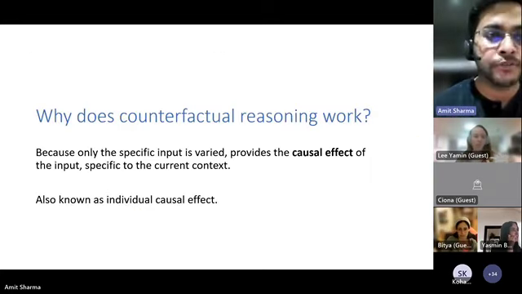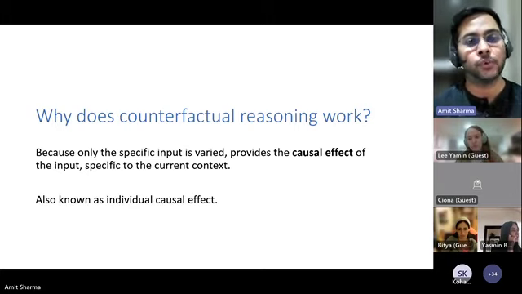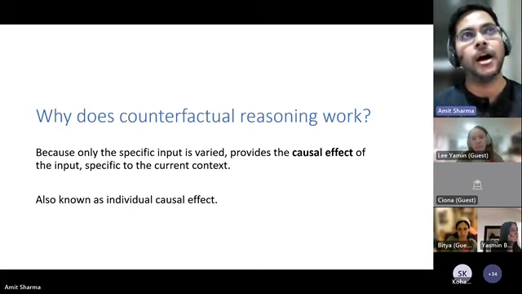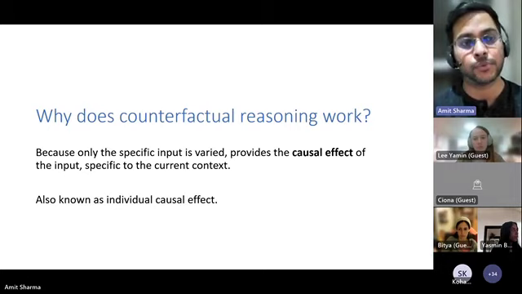And why is it so powerful? Because as you can intuitively imagine, what's really happening is that we only change the specific input, but we keep everything else constant. And because you can now reason about everything else relevant being constant, any change that you observe has to be because of the specific input that was varied.